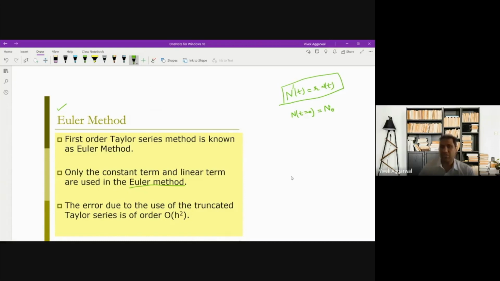So we know that this is a linear method and its order of convergence is h square. It means that if you are able to solve the given ODE, and if the solution of the ODE is a linear function, then this method is going to give you the exact solution.